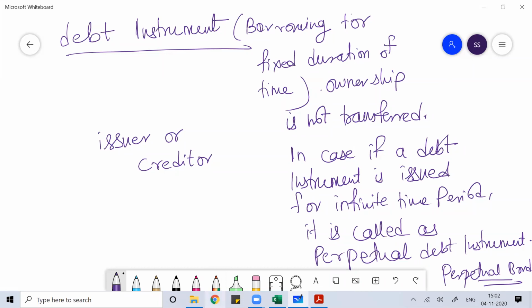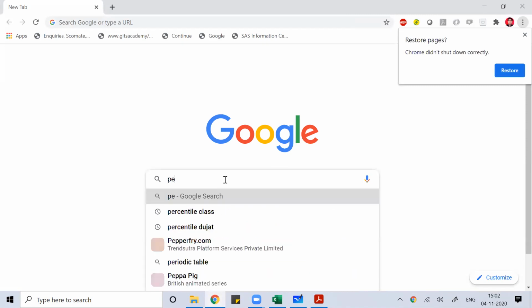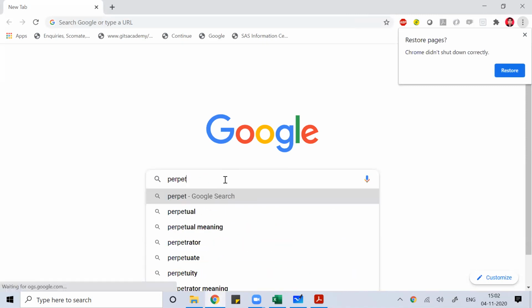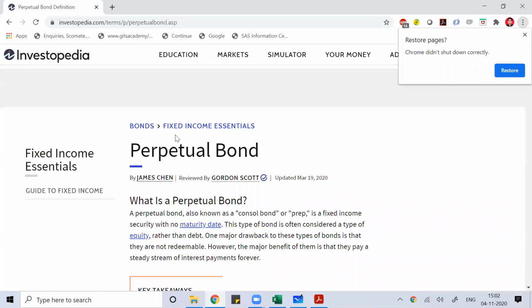You can type in Google also about perpetuity. So here, if I type perpetual bond, you get information about perpetual bond. What is a perpetual bond? It is also known as a console bond or perp. It is a fixed income instrument with no maturity date, because it is issued for an infinite time period.